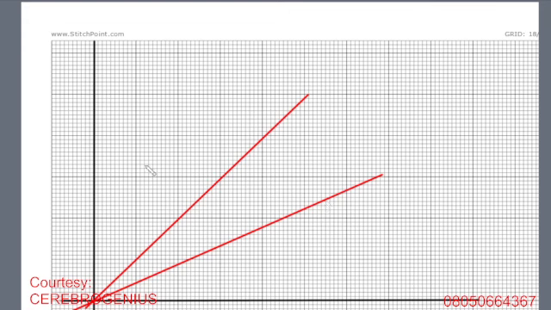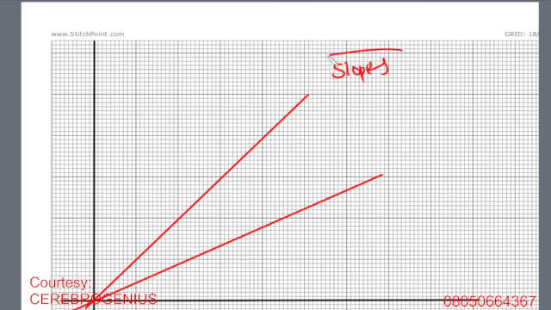Even though both of them are passing through the same points, they don't look alike. If you look, this one is more bent than this one. So this goes up more than this one goes up. So that means that the two lines have different slopes.